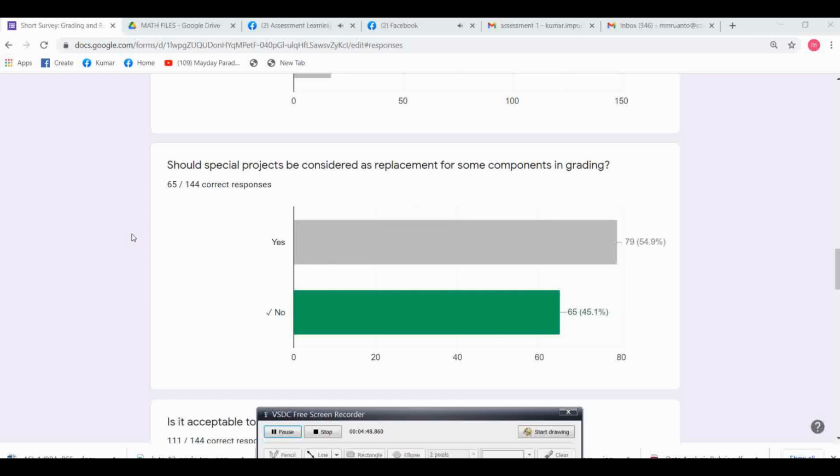So maybe you can accept it on a case to case basis, but it should be related to what component he or she missed. I hope we are clear with that one, no? So if the exam is lacking, he should take the exam. If the project is lacking, he or she should really submit the project, not do a special project.